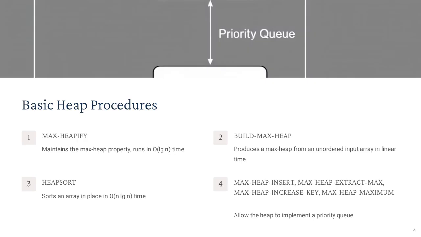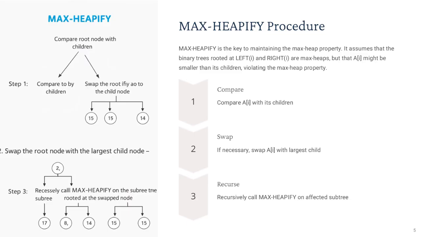The max heapify procedure is the cornerstone of maintaining the max heap property. When a node I violates the max heap property, meaning A of I is smaller than one or both of its children, the following steps restore order: Compare A of I with its children to identify the largest value. If a child node has a larger value, swap A of I with the largest child. Recursively apply max heapify to the affected subtree until the max heap property is restored. This recursive process ensures the heap structure remains valid. The time complexity of max heapify is O of log n, corresponding to the height of the heap. It efficiently repairs violations with minimal computational overhead, making it a fundamental operation for both Heapsort and priority queues.